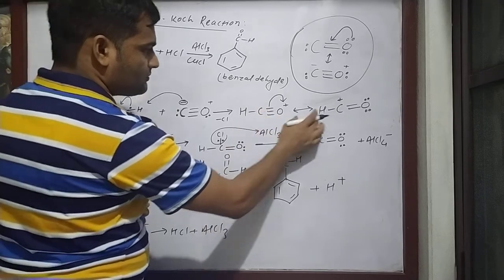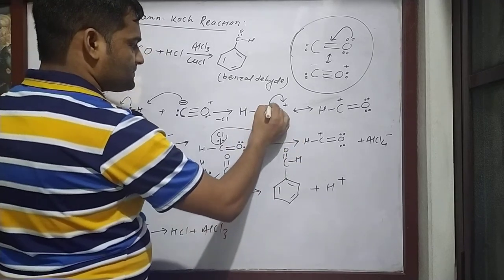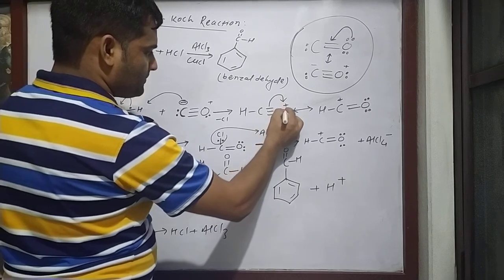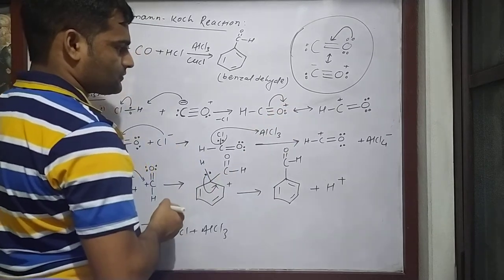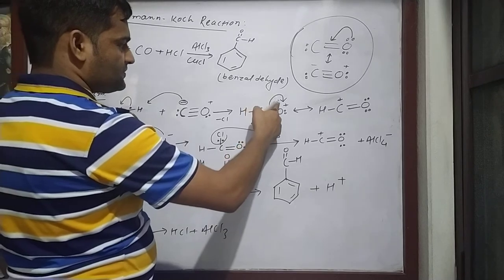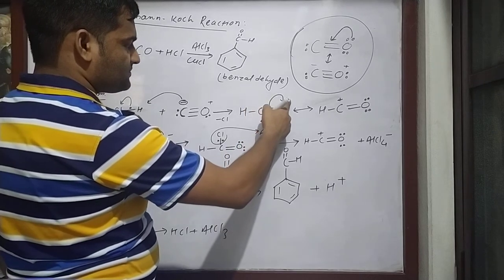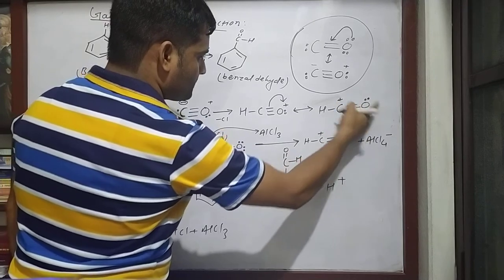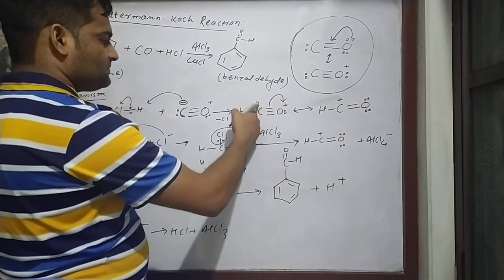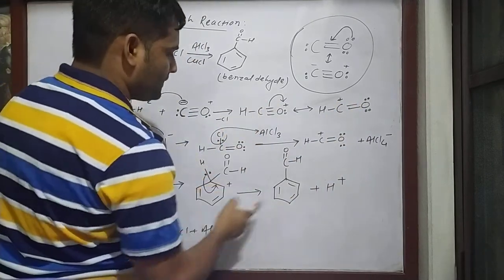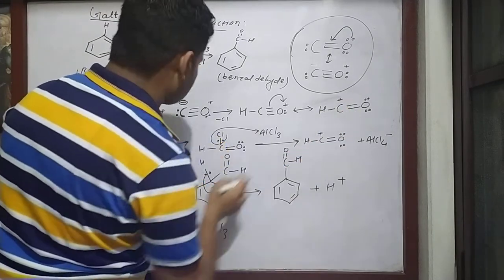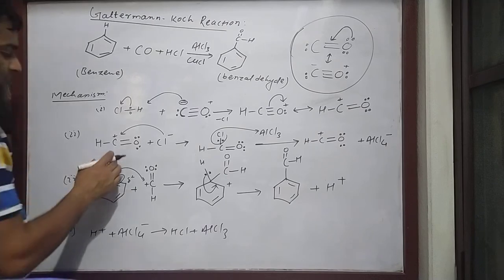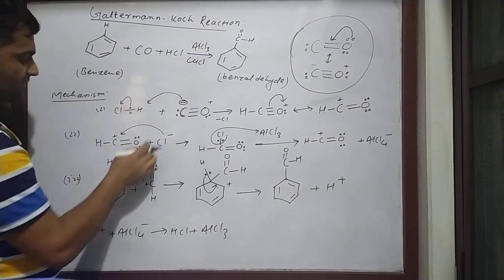or it undergoes resonance. When this pi bond shifts towards oxygen, because oxygen is more electronegative and already contains one lone pair, the positive charge of oxygen is neutralized and it acquires two bonds and two lone pairs, and the positive charge shifts onto this carbon. The carbon having the positive charge acts as an electrophile. And in the next step, what is the function of this AlCl3?